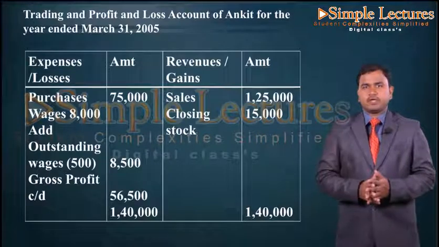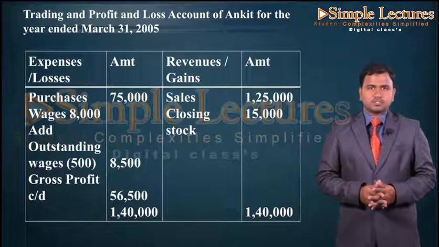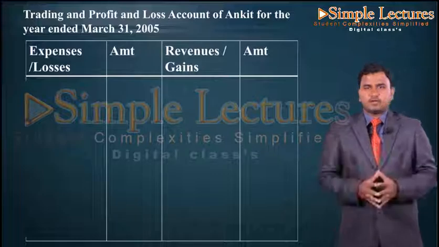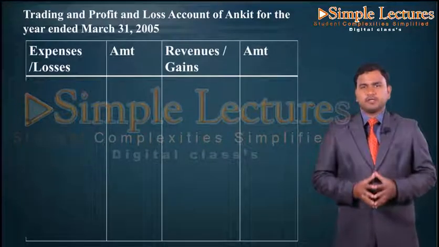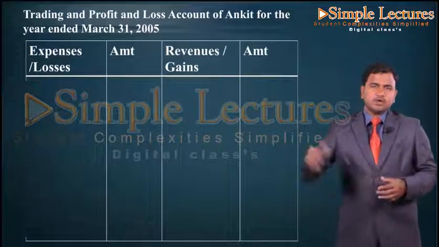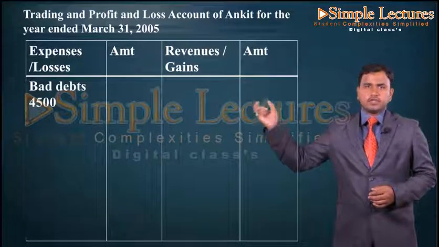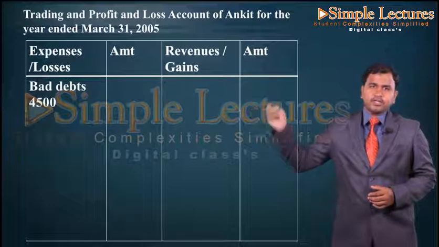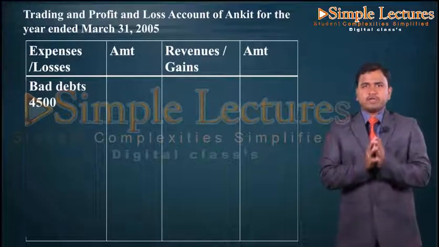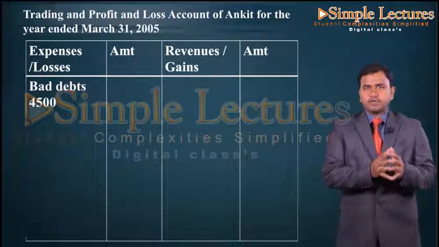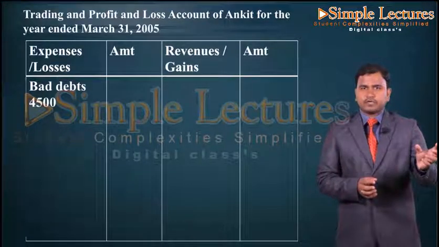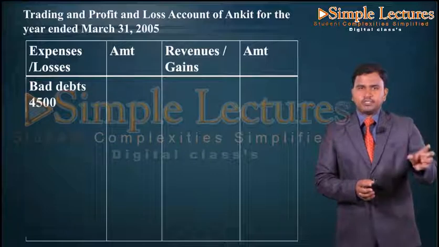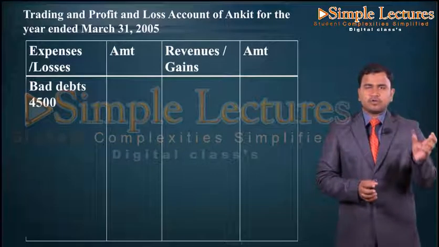Only changes will happen in the profit and loss account, because bad debts will be recorded on the debit side of the profit and loss account. When coming to the profit and loss account, we can see on the debit side we already have bad debts valued at 4,500. Then in the adjustment we have assumed that one of Ankit's debtors, who is supposed to pay 2,500, has become insolvent.